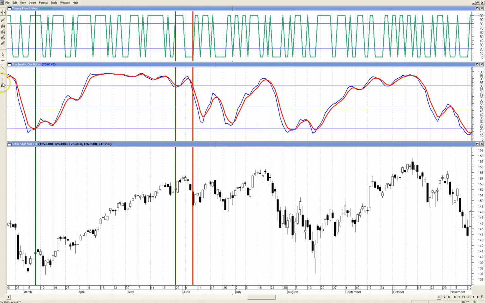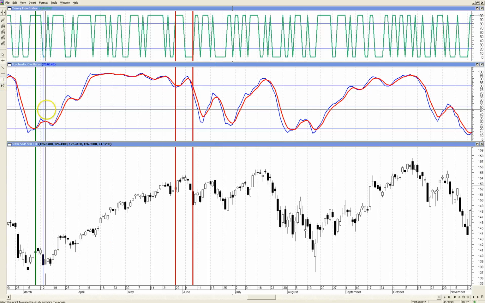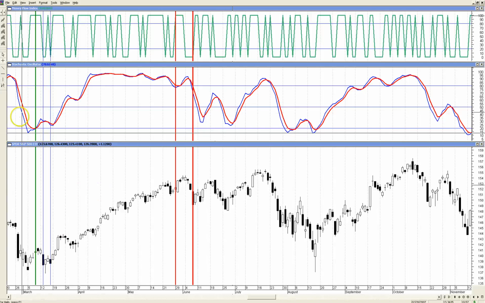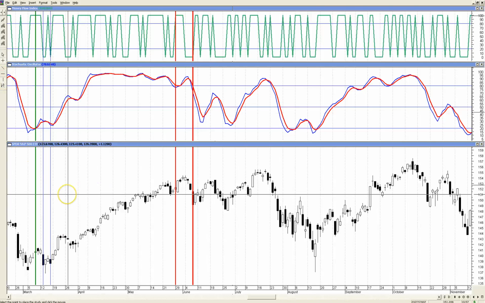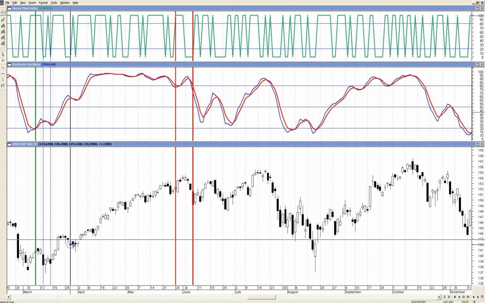All right, so into here, we're looking for these pullbacks, right? So trend went up here, waiting for a pullback. There's a buy right there. Pretty good, right? Trend went up, waiting for a pullback. There's a buy. Trend went up, waiting for a pullback. Got burned a little bit on this one. You had to wait it out, but it's still up, right?